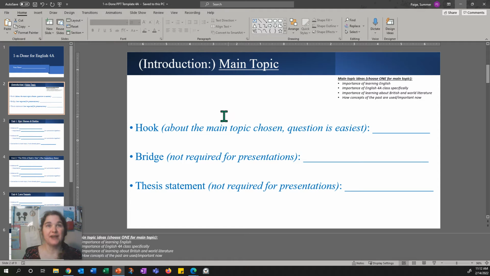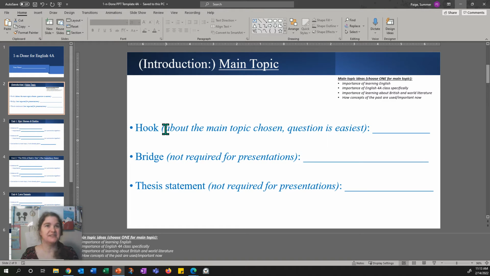Then you've got the hook, which is the main required piece on a slideshow. If you are doing an essay instead, you want the hook, the bridge, and the thesis statement as your introduction paragraph. In slideshows, you get to do the bare minimum, right? You only get a 60% for the bare minimum, but this allows you to engage the audience in that first slide. The easiest way to do that is a question. If I said the importance of learning English, my question could be, why do you think it's important to learn English? Easy breezy, right?